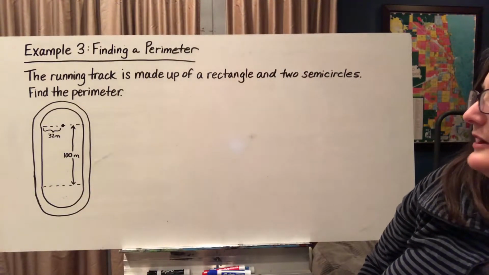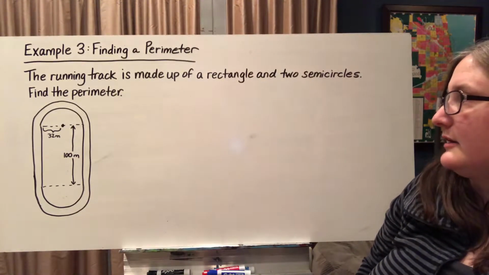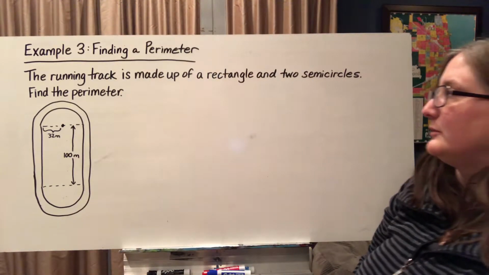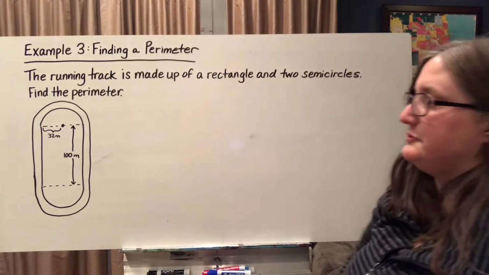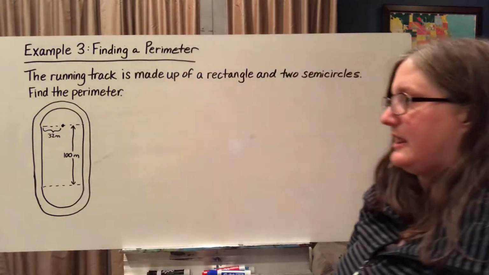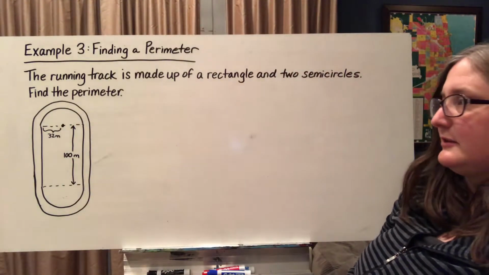Let's say we're trying to find the perimeter of this running track, and we know it's made up of a rectangular middle portion and 2 semicircles on each end. We need to find the perimeter.